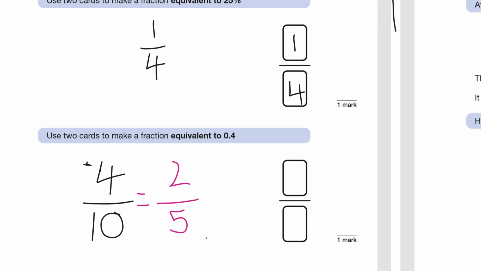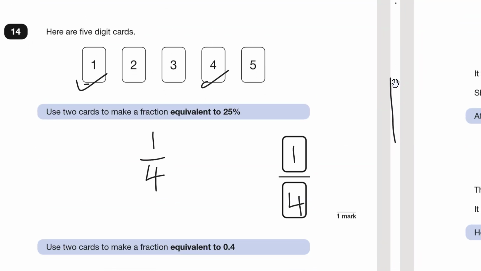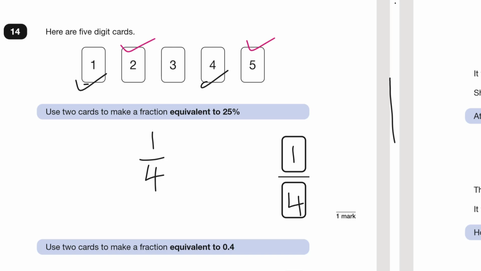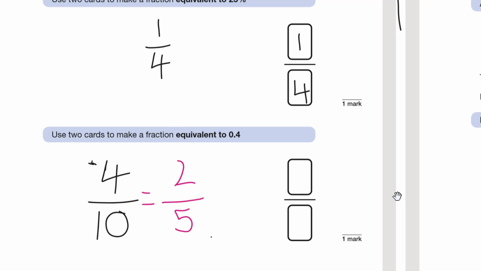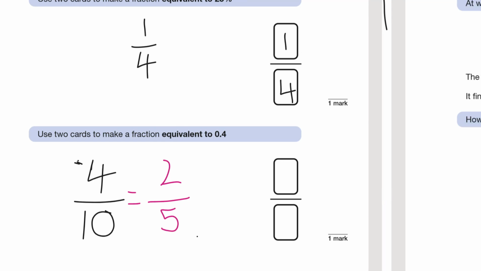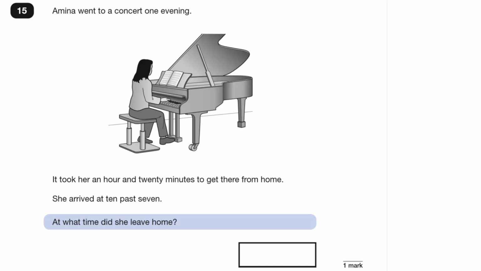Let's just check if we have 2 and 5. Yes, we do. We have a 2 and we have a 5. So I know I found my answer. 2 fifths is the same as 4 tenths, which is equivalent to 0.4. So my final answer is 2 fifths.